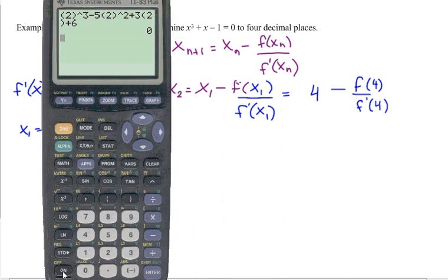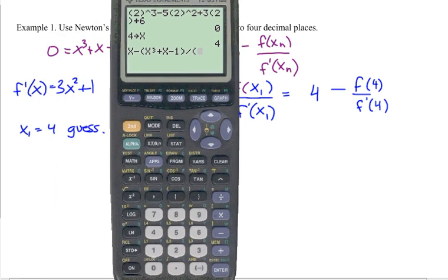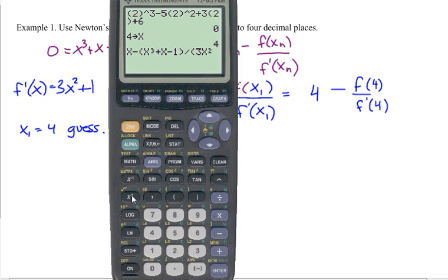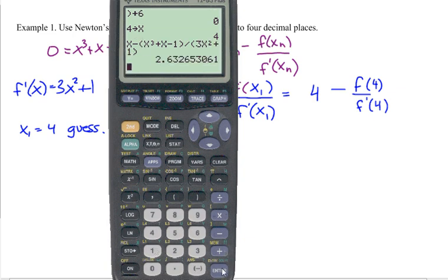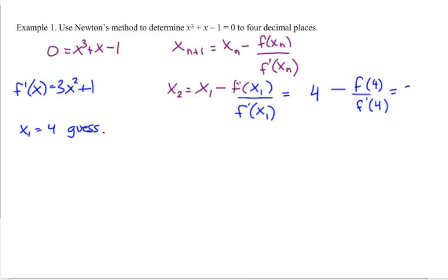I'm storing 4 as x, so that our formula is x minus, on the numerator, f of 4. The original equation was x cubed plus x minus 1, over f prime of 4, the derivative, 3x squared plus 1. So we get our answer as 2.63. Okay, so this is going to become our new x.